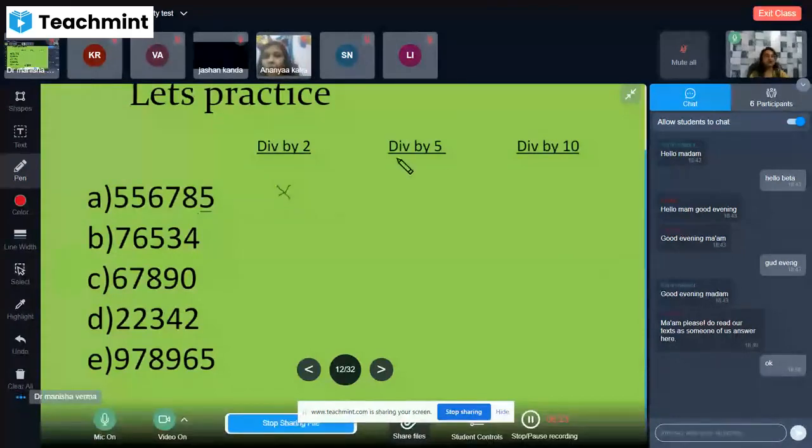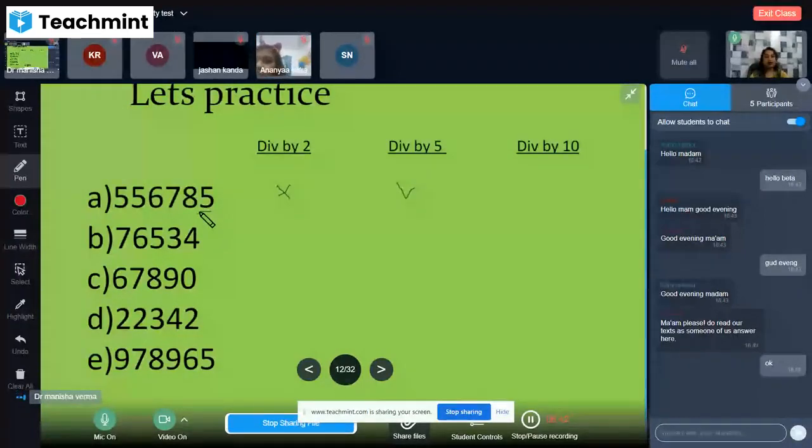Let's see whether it is divisible by 5 or not. This is 5. For 5, it should be 0 or 5. That means this is divisible by 5. Let's see whether it is divisible by 10 or not.